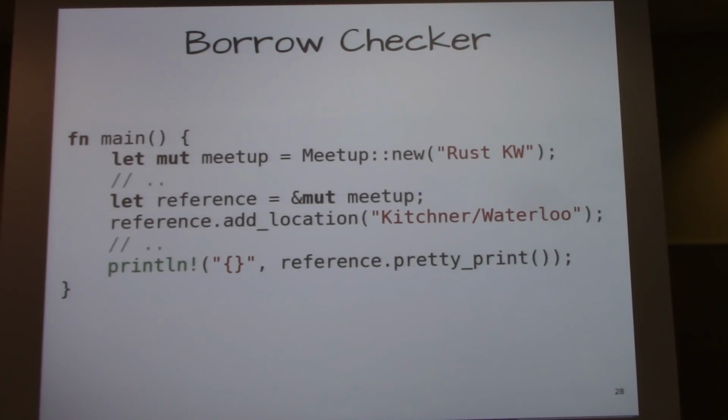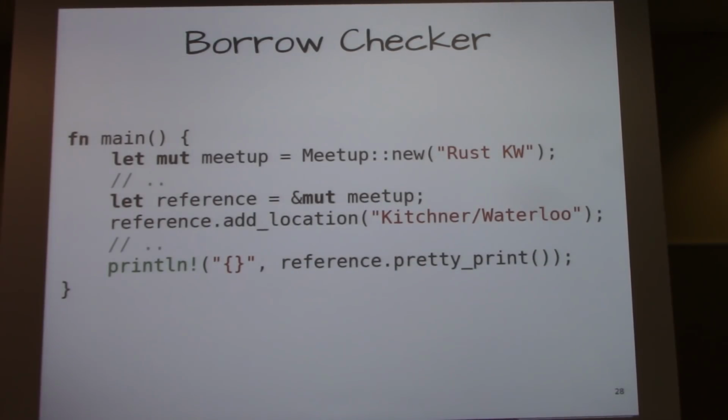And those references are of two types. One is a mutable reference and another is an immutable reference. What Rust enforces is that there can be multiple immutable, or read-only, references, but there can be only one writable reference to an object at the same time. This is essentially a locking system where there can be multiple reads but only a single write.